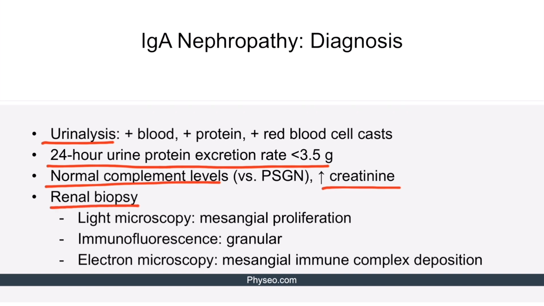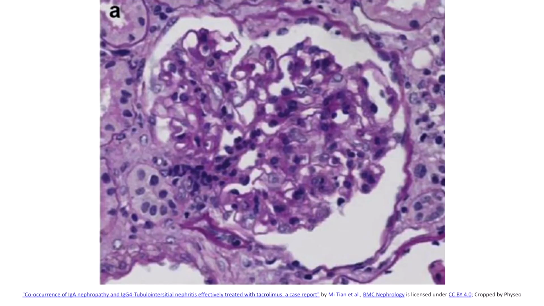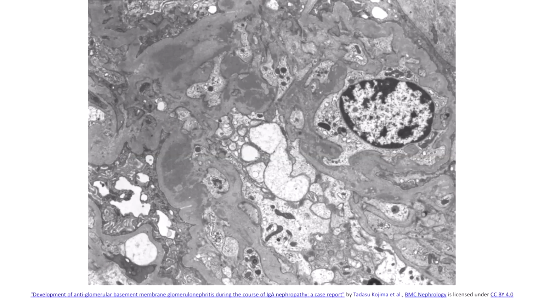Renal biopsy shows characteristic findings in IgA nephropathy. Light microscopy will reveal mesangial proliferation. Immunofluorescence will have granular pattern due to immune complex deposition. Finally, electron microscopy will show mesangial immune complex deposition. This is the light microscopy image of the patient with IgA nephropathy. You can see the mesangial proliferation characteristic of this condition. This is the electron microscopy image of the patient with diffuse proliferative glomerulonephritis. You can see the mesangial immune complex deposition.